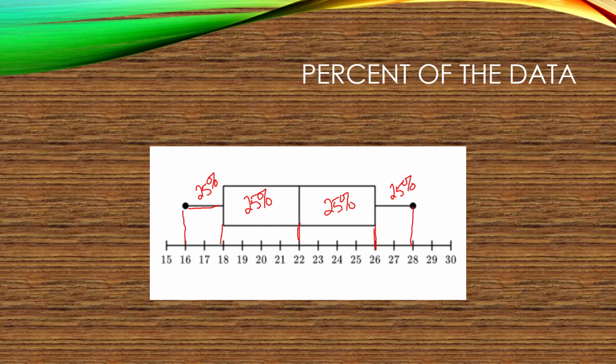And so we could ask questions like, where is the upper 75 percent of the data? And the upper 75 percent of the data would be from here to here. So that would fall between 18 and 28. We could ask a question like, what percent of the data falls between 18 and 26? And then we would say that is the middle 50%, which is the IQR. The middle 50%.